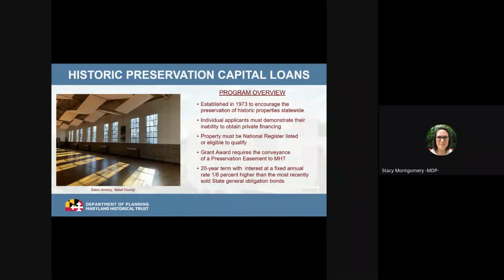Loans have a 20-year term with a fixed annual interest rate set upon the most recently sold state general obligation bonds. Interested applicants are encouraged to reach out to MHT staff in advance of submitting an application for the loan program, and generally, given the level of funding, one loan is made each year. Next slide, please.